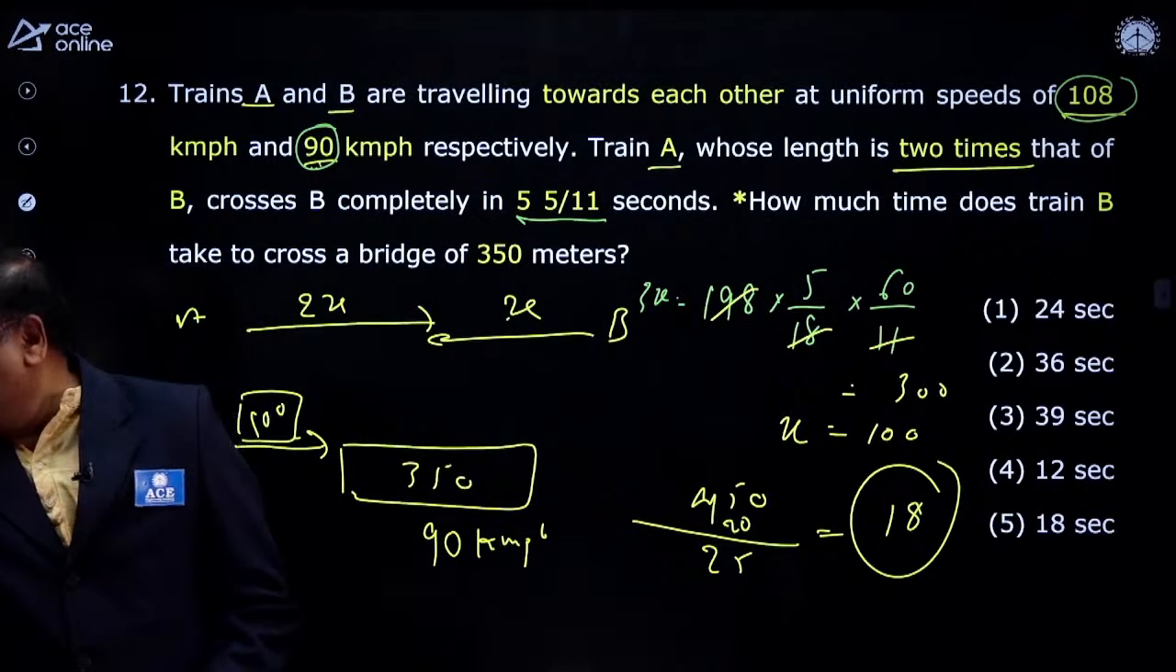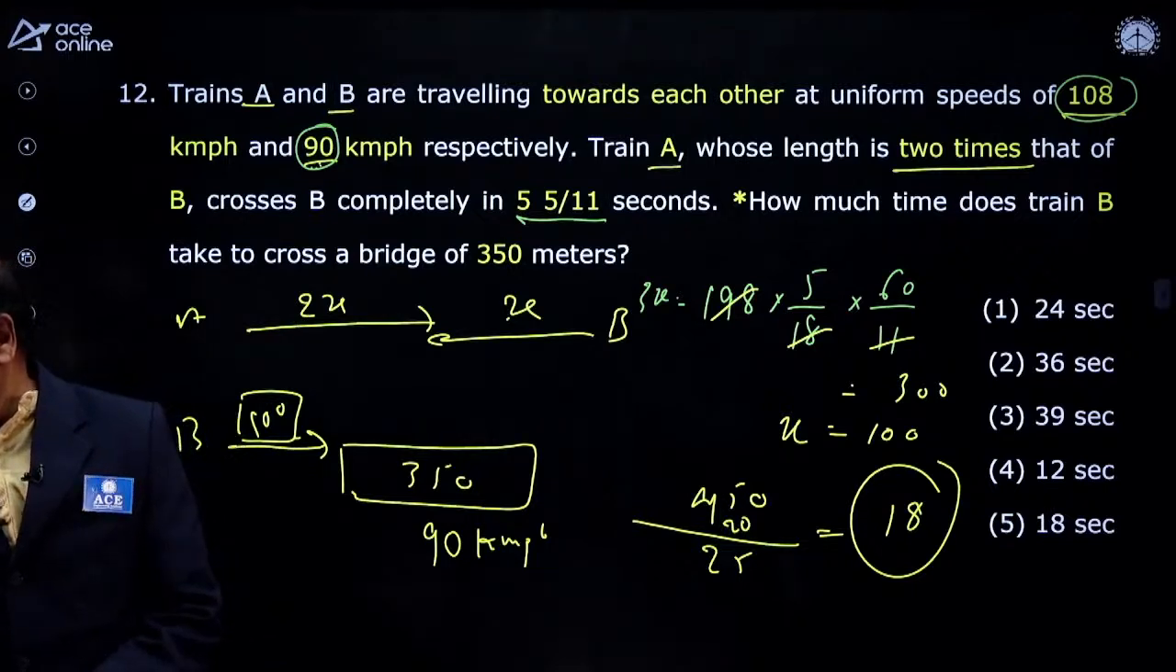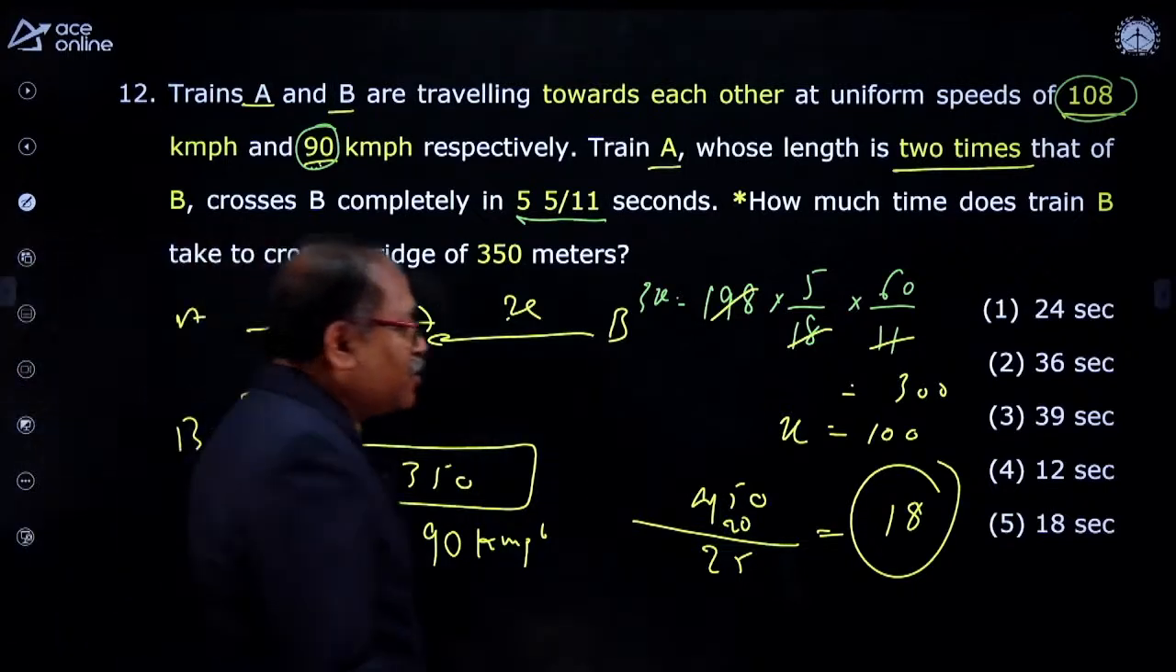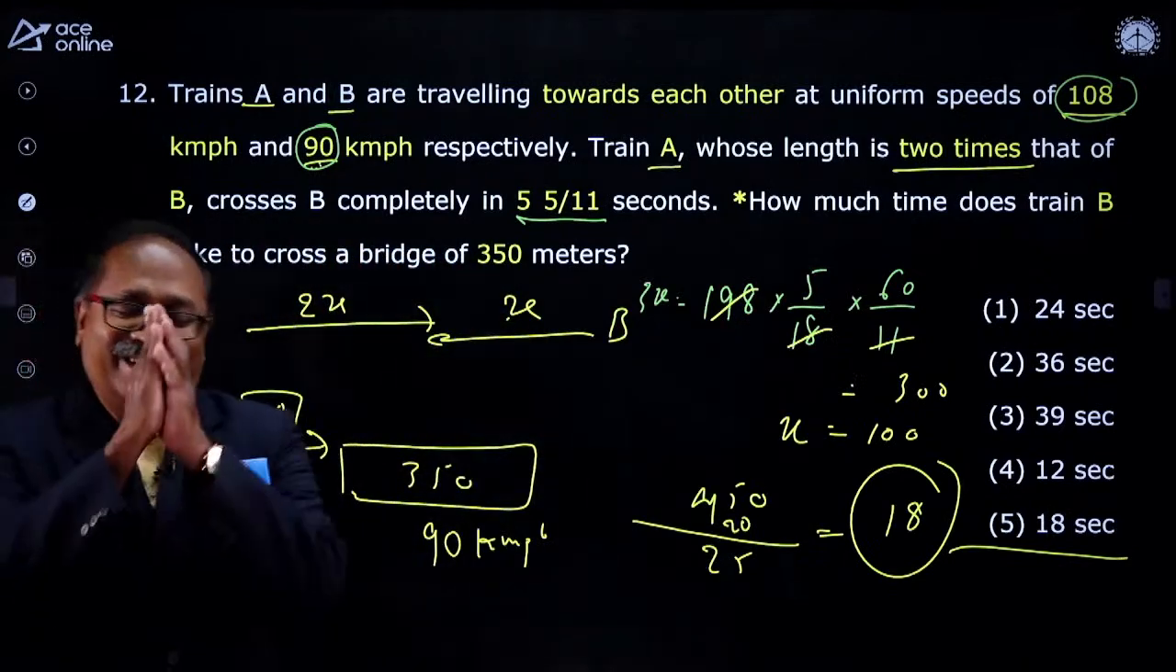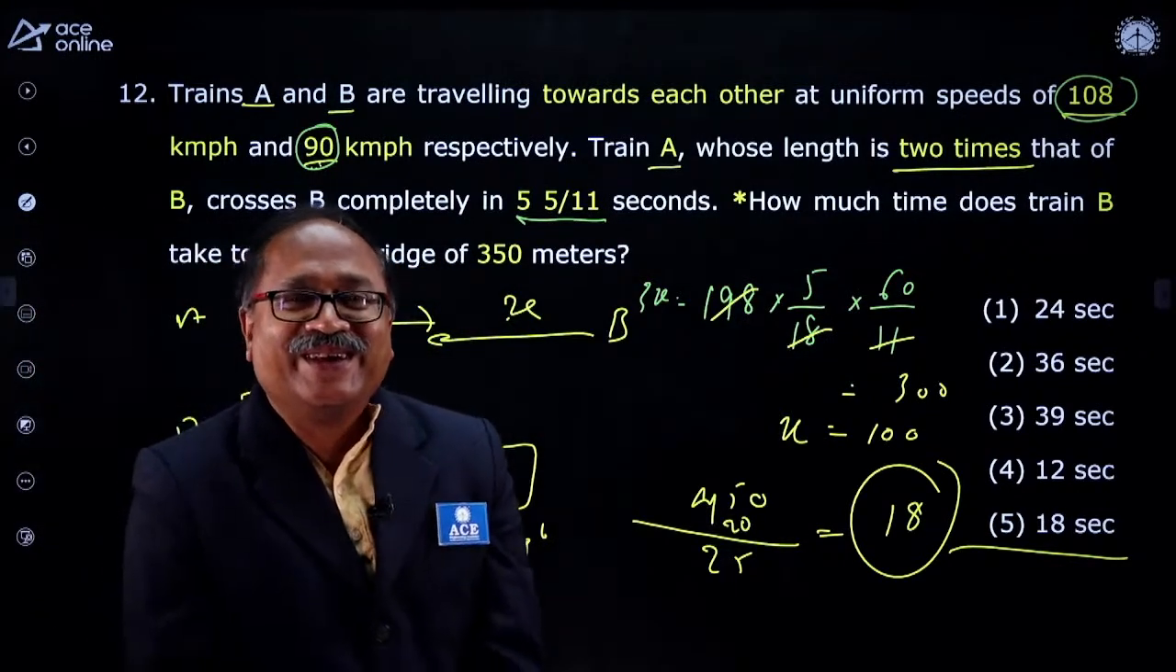That's good, 18 seconds. That's good, Appal Naidu sir. 18 seconds. Is it option E? That's right.